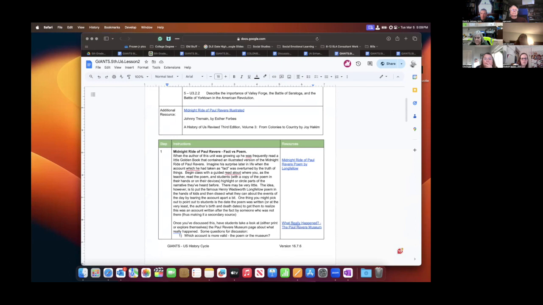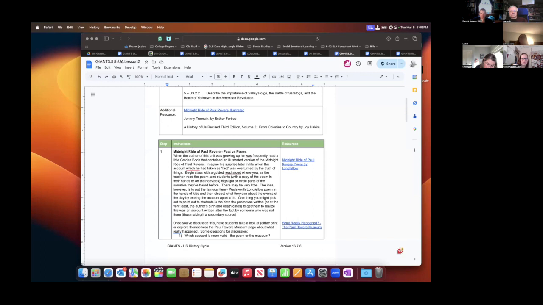When the author of this unit was growing up, he was frequently read this little golden book that contained an illustrated version of The Midnight Ride of Paul Revere. I remember my dad had this great timbre in his voice when he'd read it to me. I loved it. I would ask him to read this one so many nights. So imagine my surprise later in life when that account, which I had listened to all the time growing up and I'd taken as fact, got overturned by the truth of things.